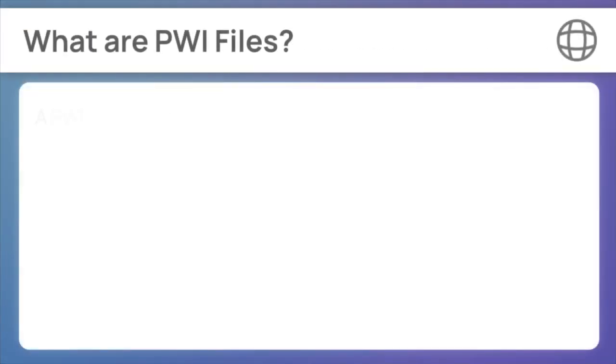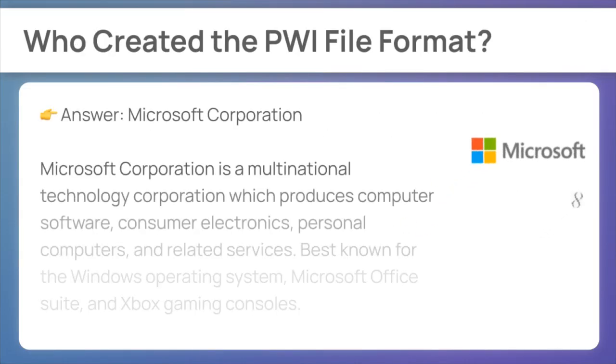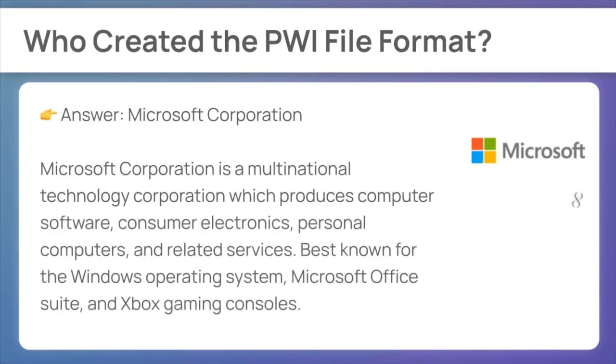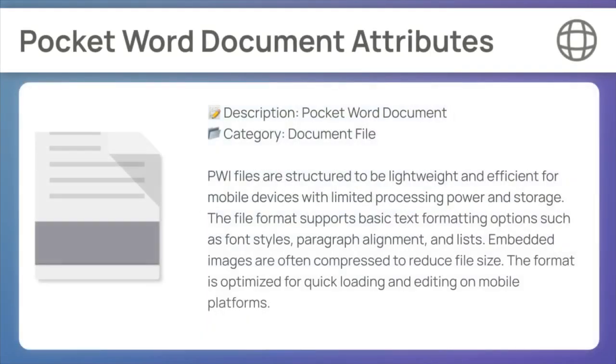A PWI file is a document created by Pocket Word, a word processing application designed for mobile devices, particularly those running Windows CE or similar operating systems. These files contain formatted text, images, and other document elements, allowing users to create and edit documents on the go. PWI files are typically smaller in size compared to desktop word processor formats. PWI files are structured to be lightweight and efficient for mobile devices with limited processing power and storage.